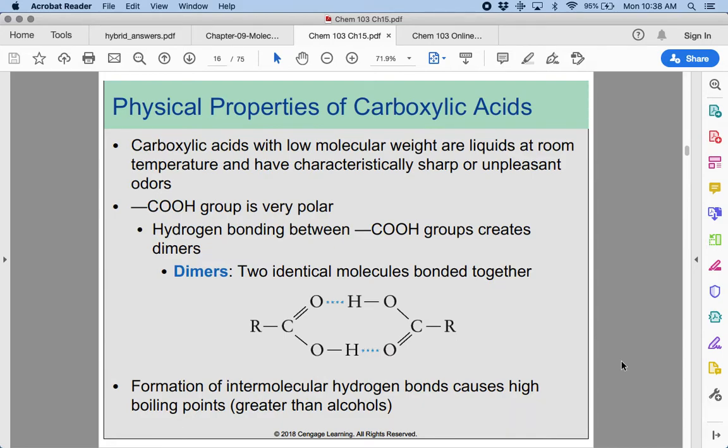Now, some of the physical properties of carboxylic acids follow a lot of the trends that we saw with our other polar compounds. Again, typically the smaller or lower molecular weight carboxylic acids will be liquids at room temperature. Most of these will be liquids at room temperature. When we start getting to things like our fatty acids, sometimes those will be solids at room temperature, and we'll talk about those later. And typically we say they have a sharp odor to them.